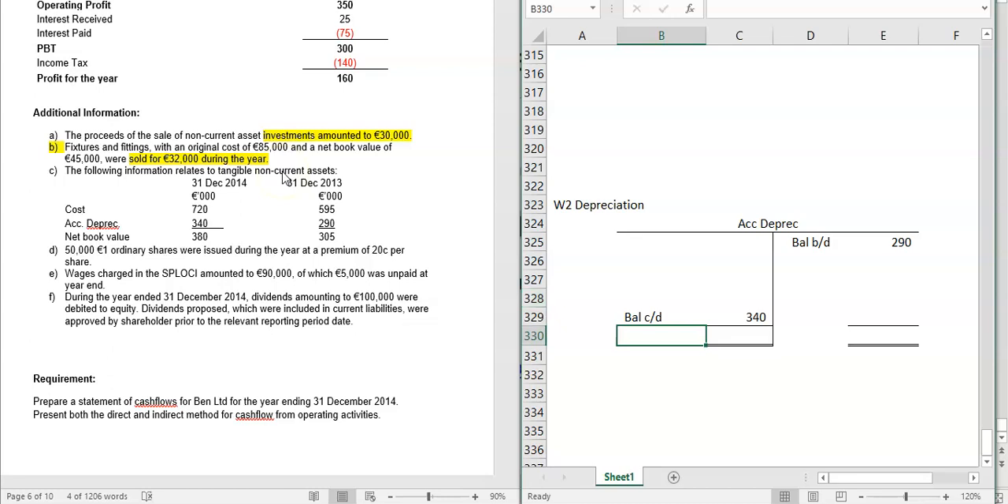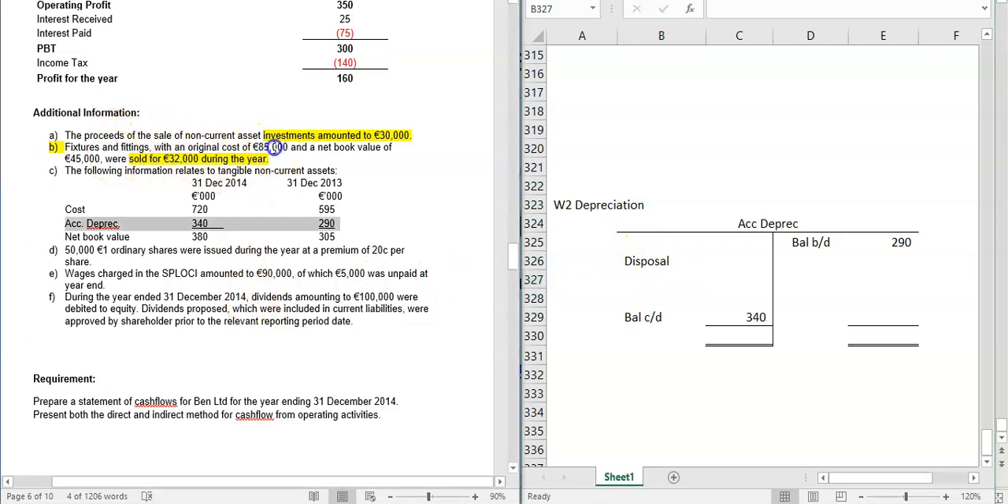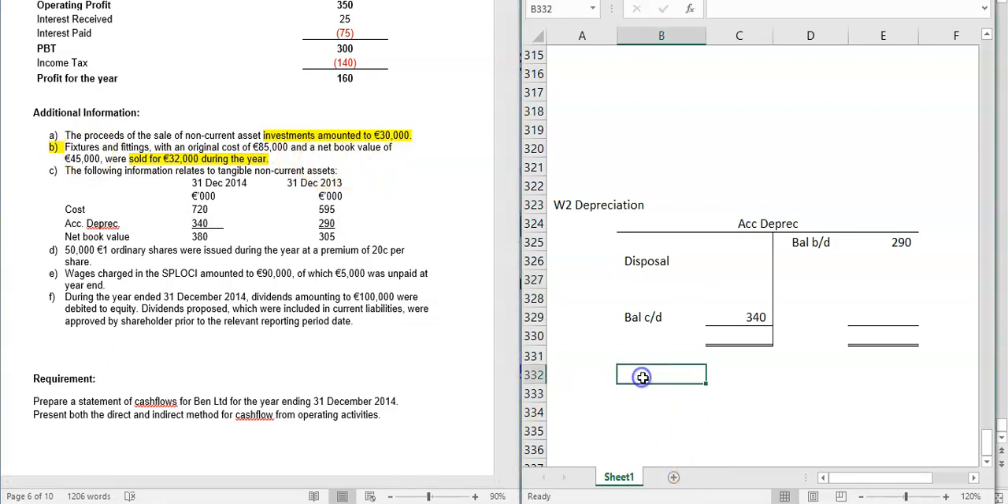There's only 2 things that change or move accumulated depreciation during the year, and that is charging depreciation for the year, which is debit depreciation, credit accumulated depreciation, or disposal. So in this case here, if we look back, we had a disposal, right? The disposal happened on fixtures and fittings. It originally cost 85 and it had a net book value of 45. So accumulated depreciation at disposal must have been 85 minus 45, which is 40. See the way you have to use the figures to get what you want.